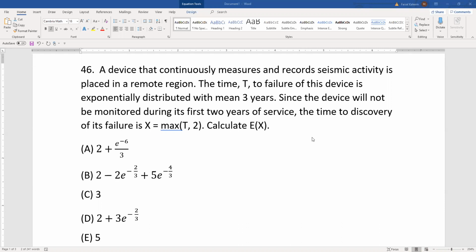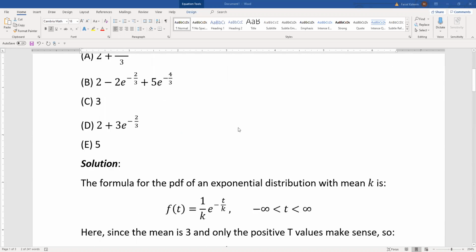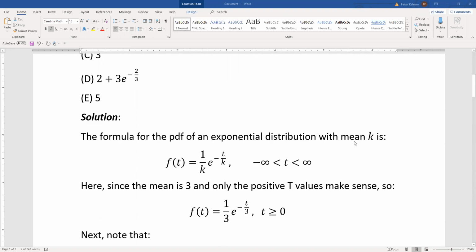Now, there are two times going on here. One is the time to failure, which is T, and for that one, we are given the distribution being exponential. The other time is the discovery time, which is X, and we have to find its expected value. First, we write the formula for the exponential PDF. If the mean is k, the PDF is 1 over k e to the negative t over k. In general t goes from negative infinity to infinity, but since it's time, only non-negative values make sense, so t is greater than or equal to 0, and k is 3.